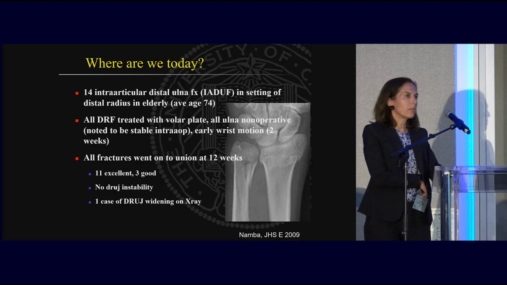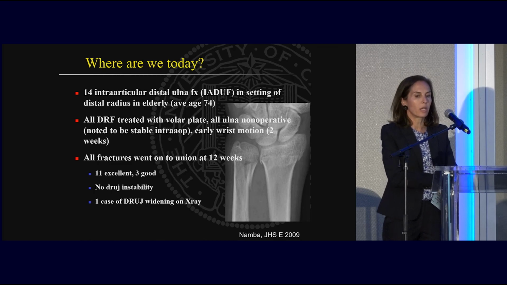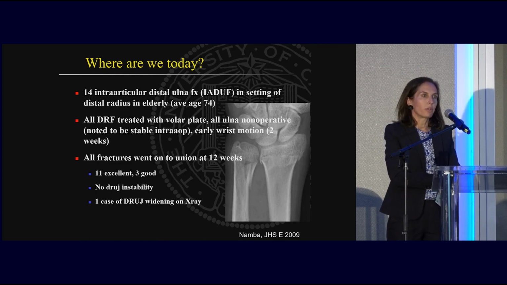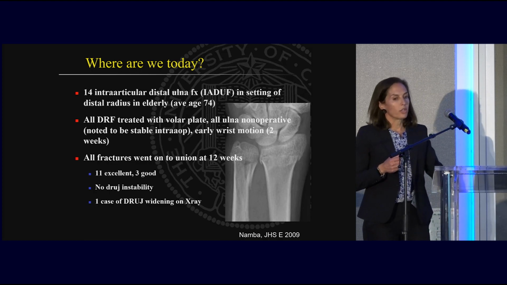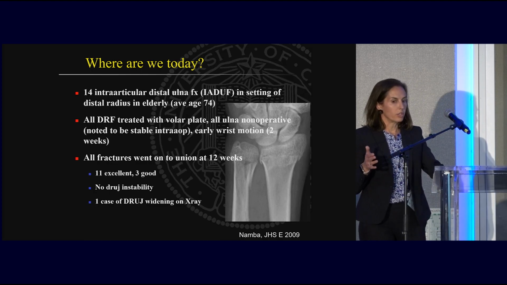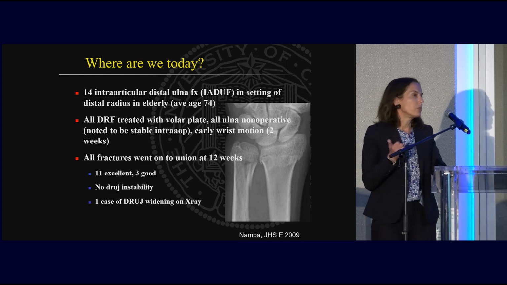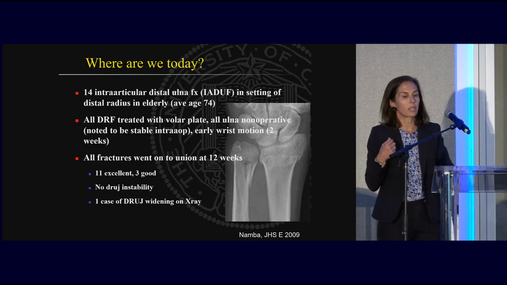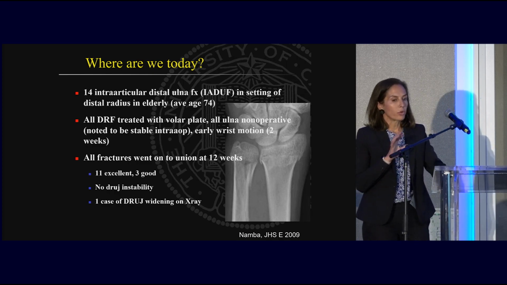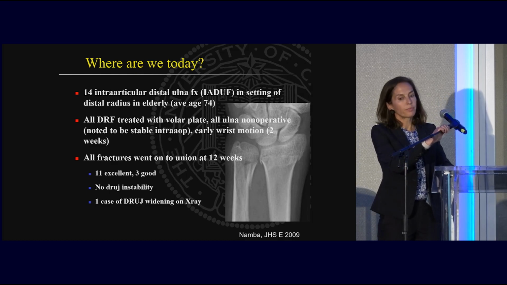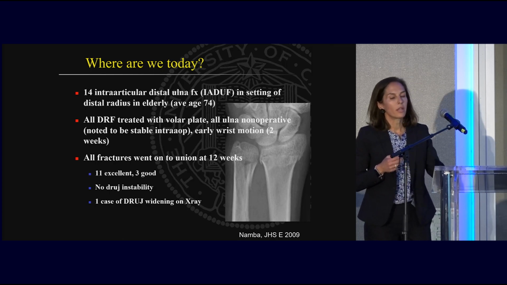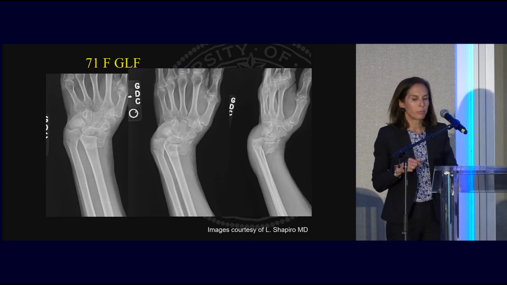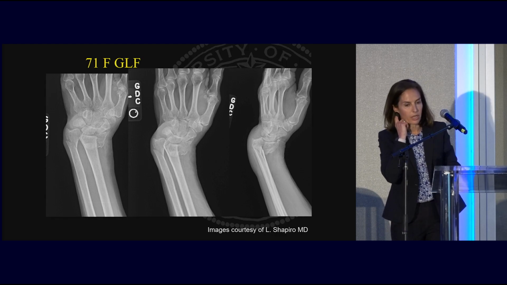Well, if you look at this study by Namba in 2019, most distal ulna fractures are in the elderly population. And again, most of them are associated with distal radius fractures. What they showed is that all these fractures went on to union. They had no DRUJ instability, and clinically they were doing well. There's only one case of DRUJ widening. So this basically says we don't need to fix these.